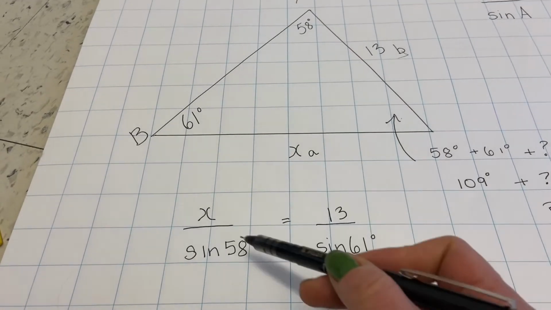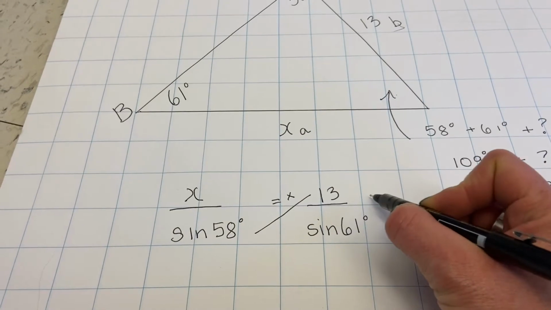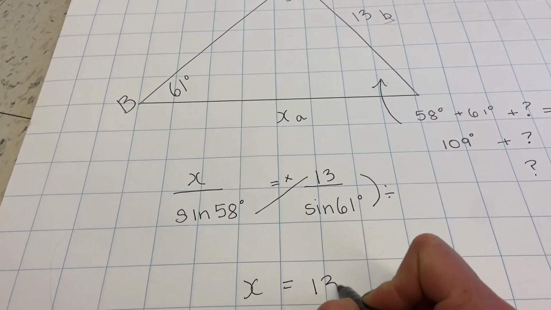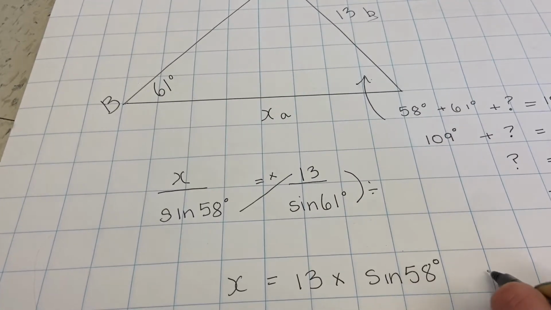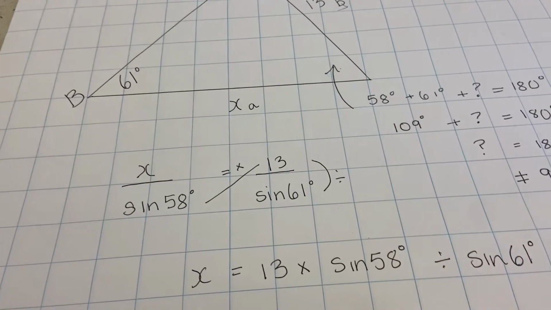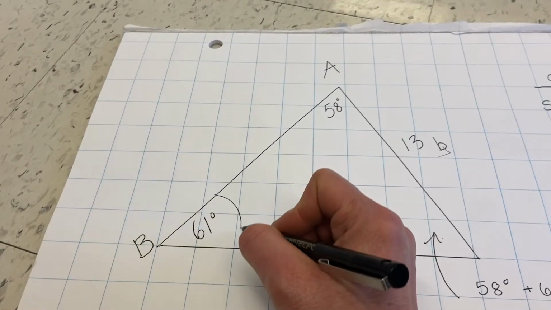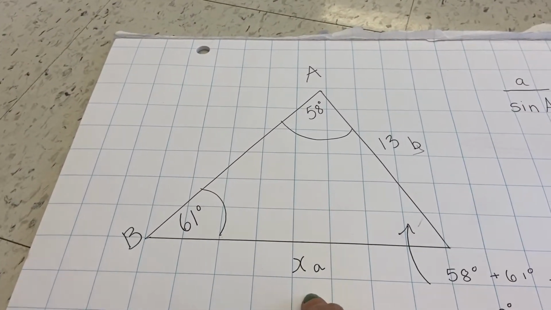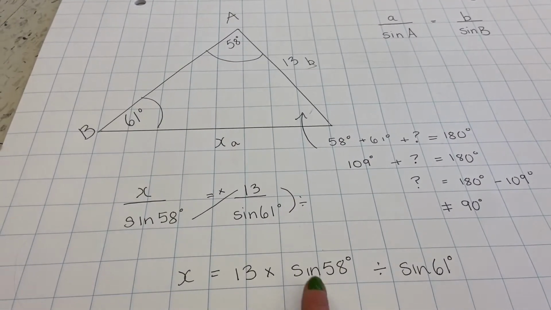Whenever we've got three parts and we're missing one, we can multiply and we can divide. So to find my x, I may go 13 times sine of 58 degrees divided by sine of 61 degrees. Notice, I'm not looking for an angle. I have this angle, I have this angle. I'm not looking for an angle. And so since I'm not looking for an angle, I don't press second sine, I only press the sine button.